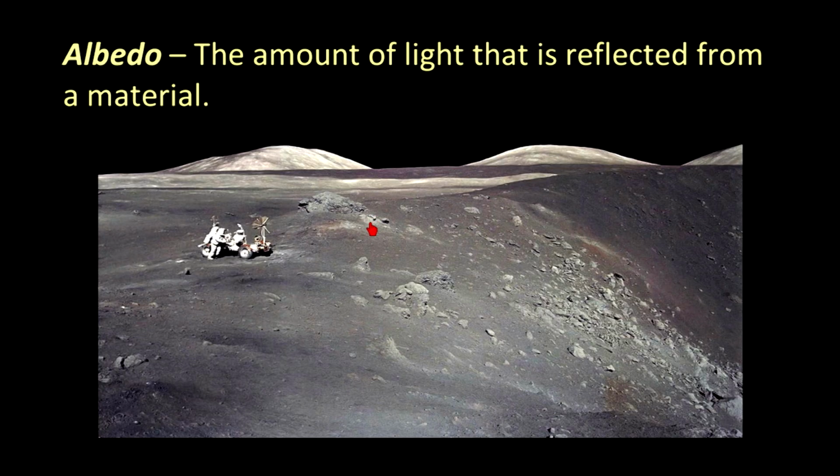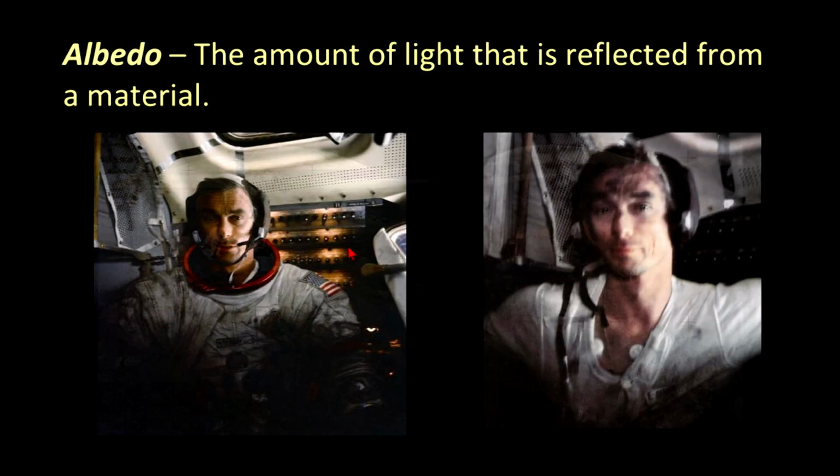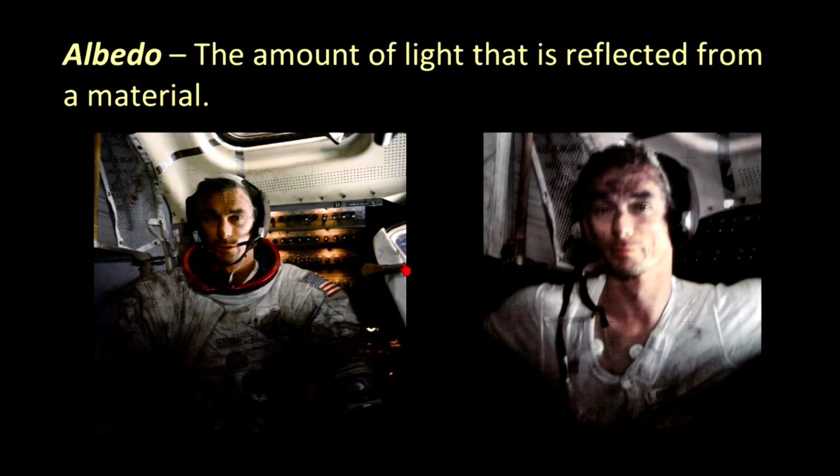But to show you just how dark the surface of the moon is, let me show you a couple of interesting photographs here. Both of these photographs are of the astronaut Gene Cernan. He was an Apollo 17 astronaut. He is, at this moment, the last man to walk on the moon. He was the last one to get in the spacecraft in the Apollo 17 mission.